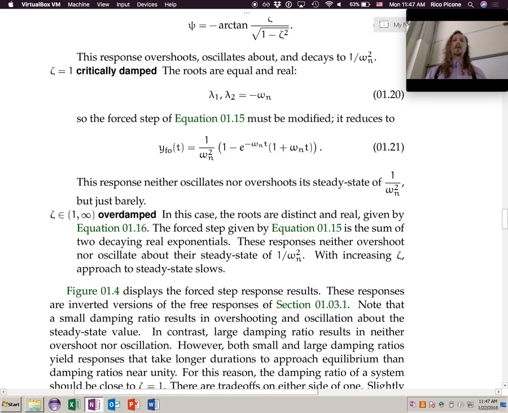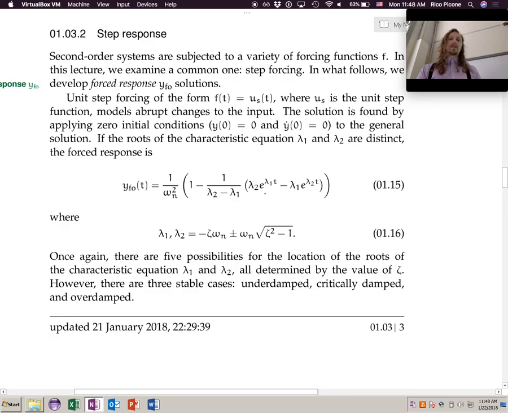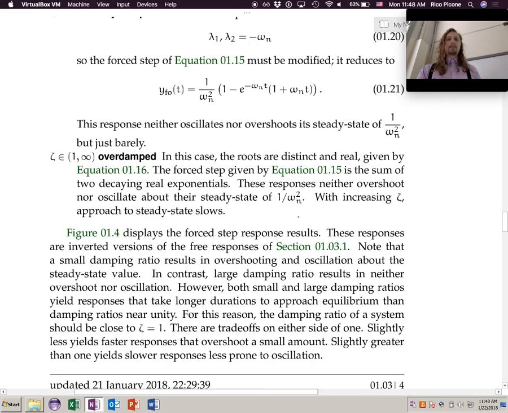And then finally, in the overdamped case, you have two distinct real roots. And the forced step given by equation 1.15 is the sum of two decaying real exponentials. I didn't rewrite it because it's just 1.15 with real lambdas in there, so there's nothing really to write down. And then we can look at the figure.